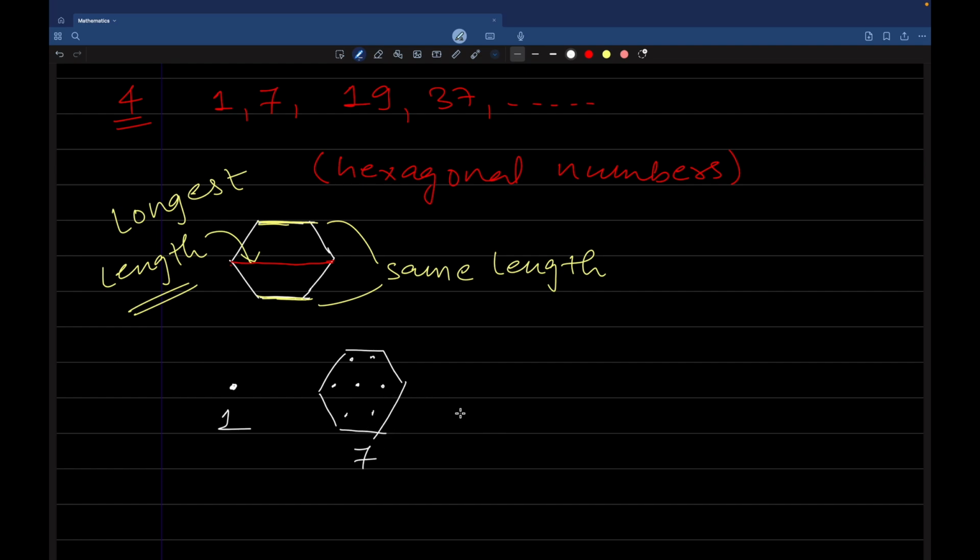this is the hexagon. Now if we try to visualize 19, there are 5 dots in between: 1, 2, 3, 4, 5. 5 minus 1 is 4, so 4 dots above and 4 dots below, of the same length. Now one more layer: 4 minus 1 is 3, that is 1, 2, 3 and 1, 2, 3. We can draw the hexagon here also.